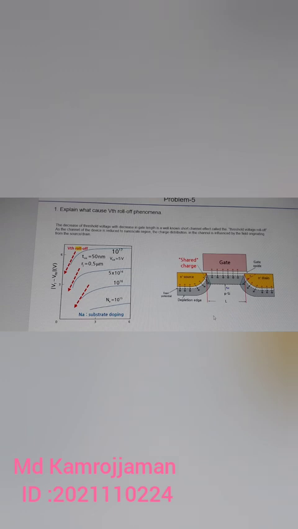You can explain these things. This is substrate doping and this depletion aids the threshold voltage roll-off phenomena. You can show it this way.